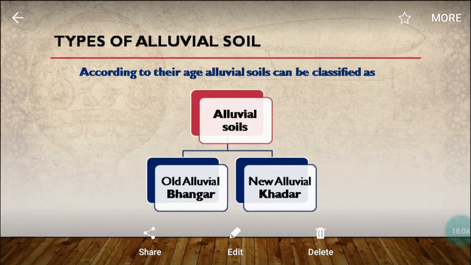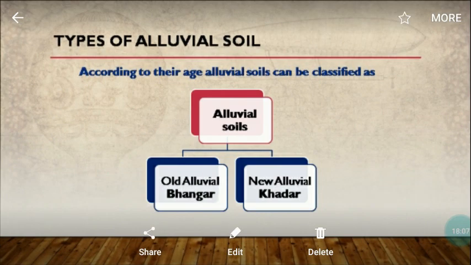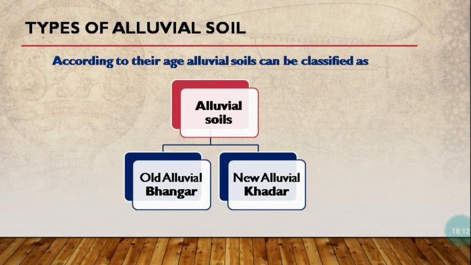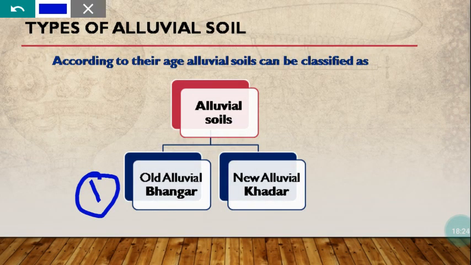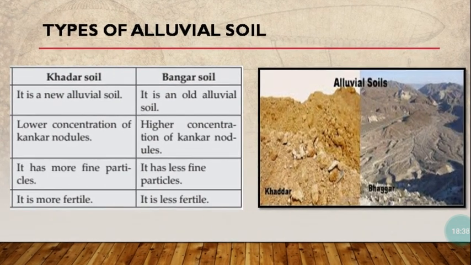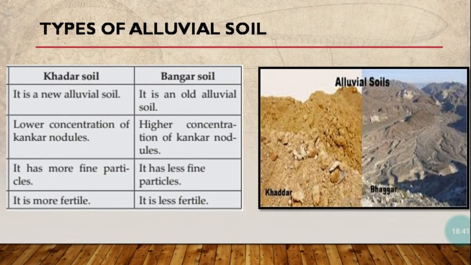Next, in alluvial soil, we can see different types according to their age or the time period of their formation. Alluvial soil can be classified as, which are those? Number 1, old alluvial soil, known as bhangar, and new alluvial soil, known as khadar. Okay, now let us see what the different characteristics are and how they differ from one another.